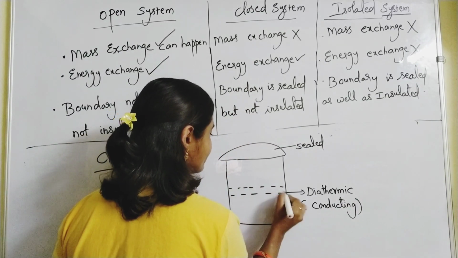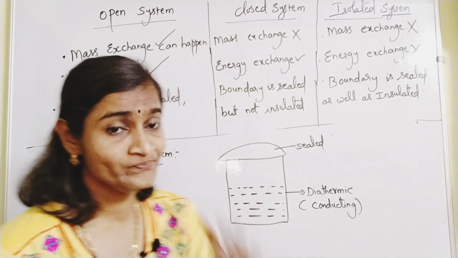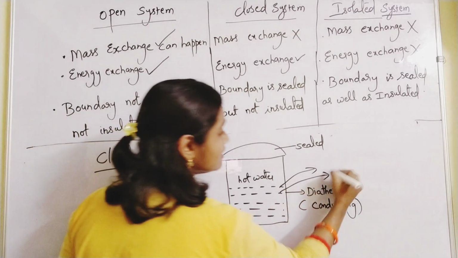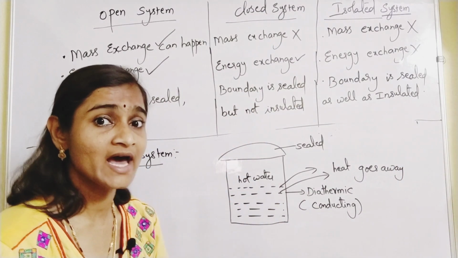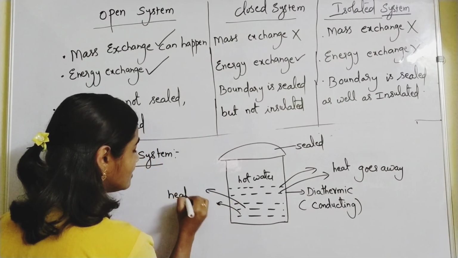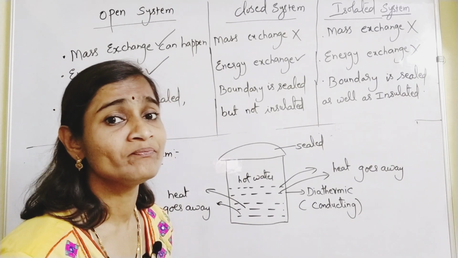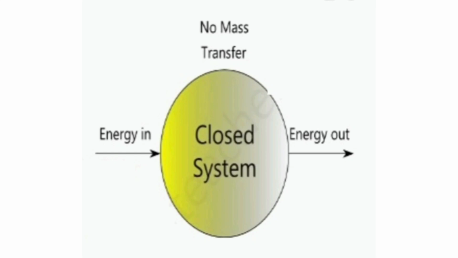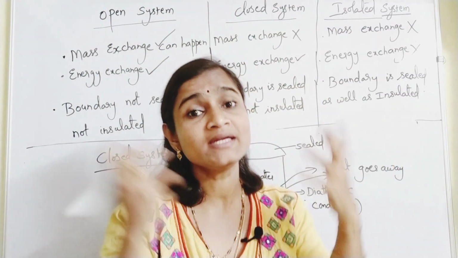Hot water you have taken. What happens after some time? Hot water becomes cold water, that's it. Mass will not change. Hot water is my system. Diathermic means heat goes away from the diathermic boundary to the surroundings. After all the heat goes away, the hot water will become cool water. But will there be any change in mass? No. So mass exchange won't happen, but energy exchange will happen. Previously in the open system, sodium metal disappeared; its mass changed.